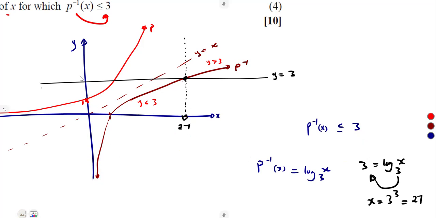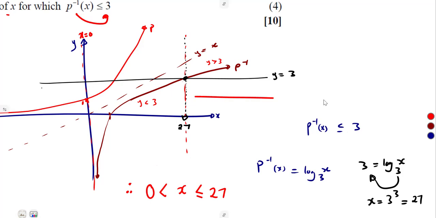For the values of x limited to 27. From where? From the y-axis. Remember, it cannot reach the y-axis because that's an asymptote. It is limited. So meaning to say, therefore, our x was going to be greater than 0, but less than or equal to what? 27. We are limited to 27. Yes, x can be equal to 27. It's not an asymptote. That is where the inverse of p is less than or equal to 3. It is found below the line y is equal to 3.